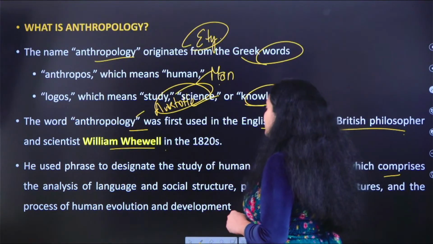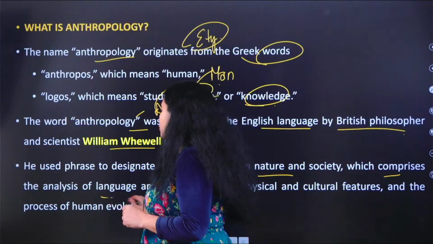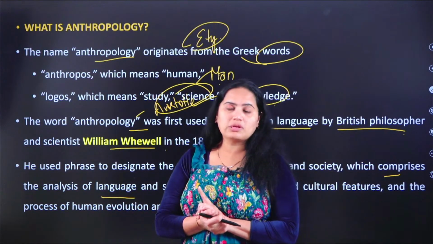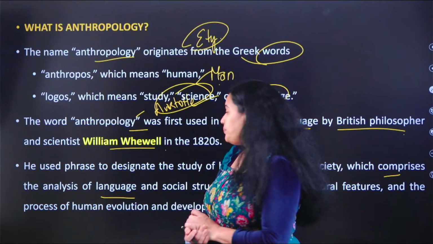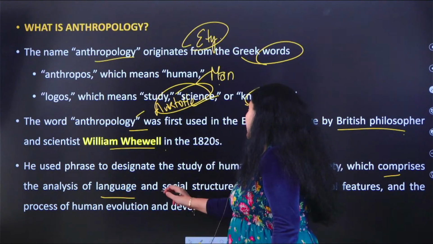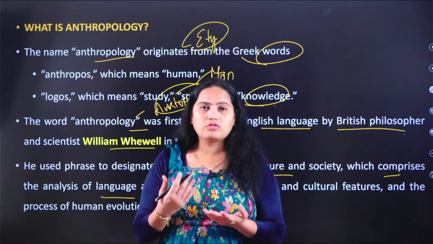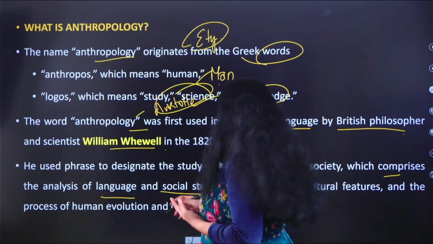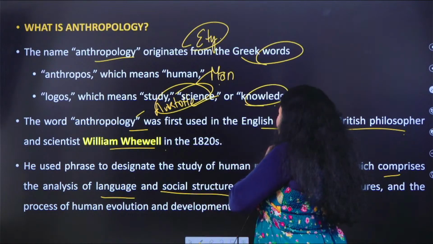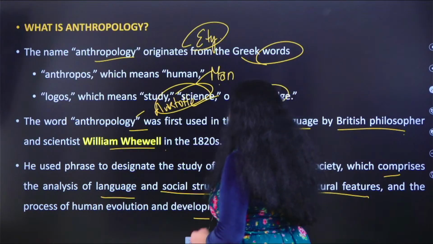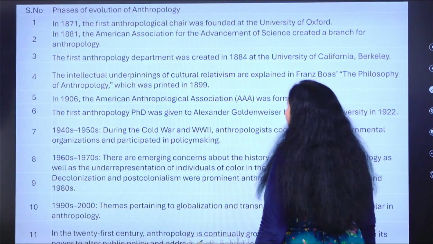Okay, so this comprises the analysis of language. You also have language as a separate topic in our paper 1. It comes under chapter number 7, where we study language, and apart from that we study the social structure. We see society and culture also present in chapter number 2 of paper 1 in anthropology. Physical and cultural features and the process of human evolution, we will study all these things as well.